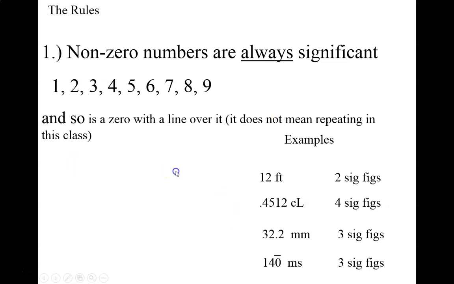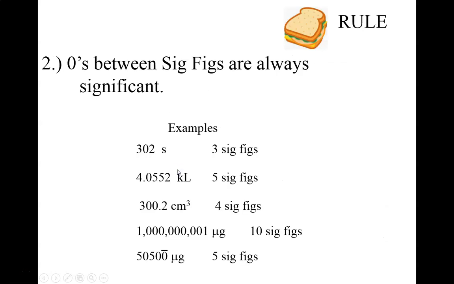Rule number 2 is zeros between sig figs are always sig figs. I call this the sandwich rule. So here we've got a 3 and a 2 sandwiching a 0. Because this is sandwiched, that's a sig fig, so there's 3 sig figs. And here we've got a 0 sandwiched between a 4 and a 5. I'm telling you that is a sig fig, and rule number 1 tells us that everything else is a sig fig. So that has 5 sig figs.